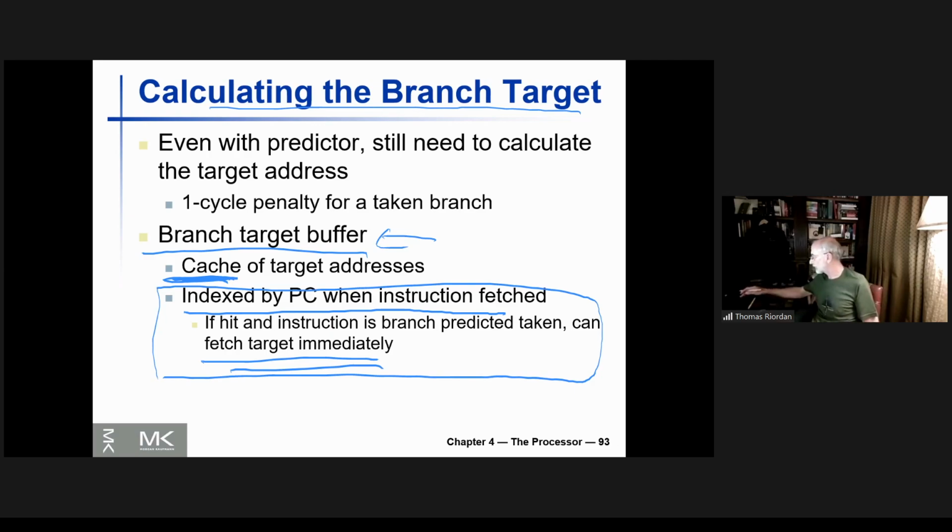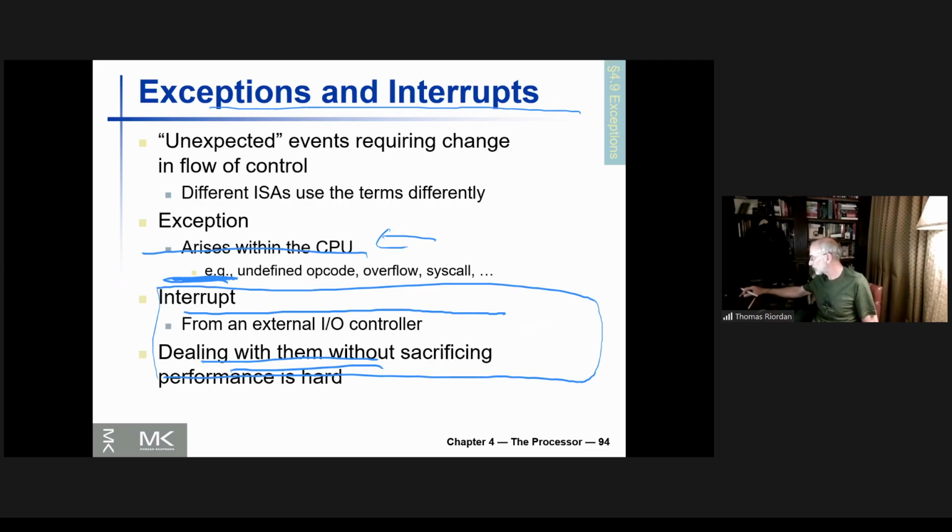Lots of transistors, but it gets rid of throwing those three instructions away every time we're wrong about which way to go.